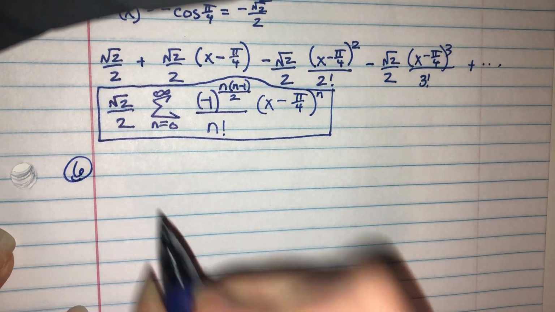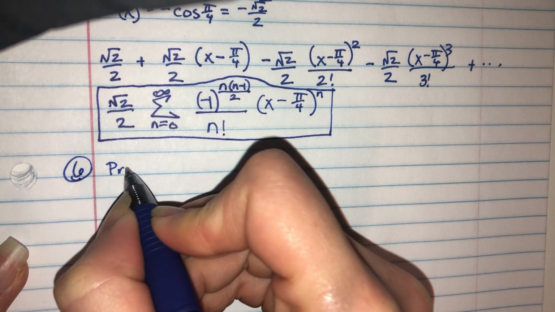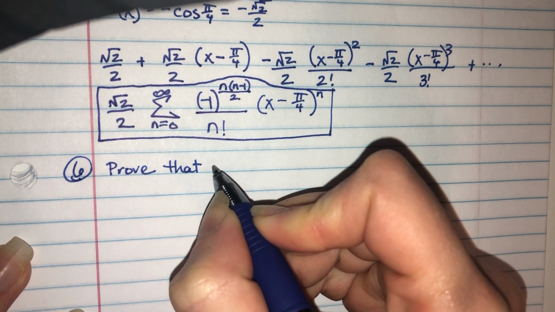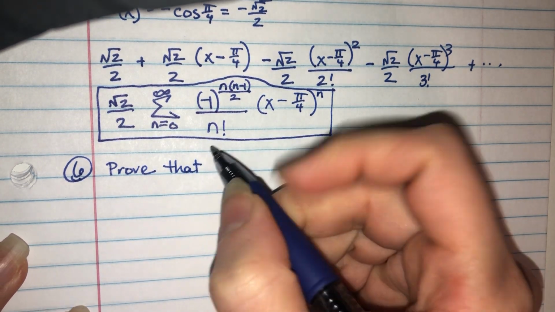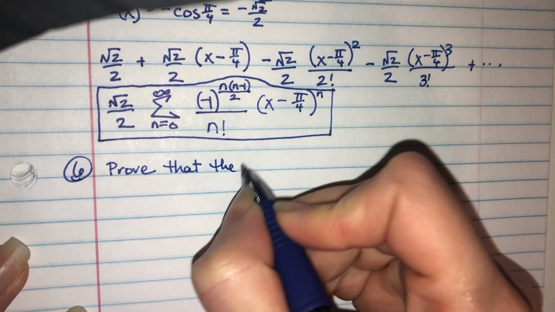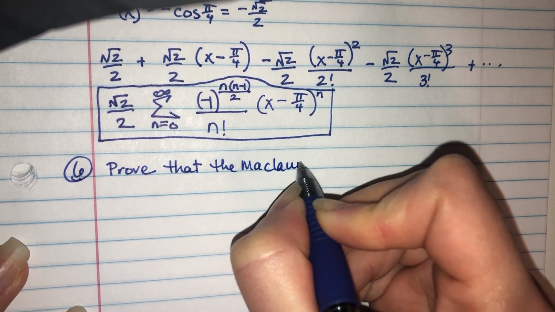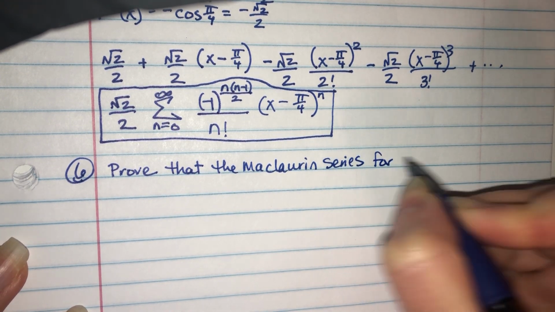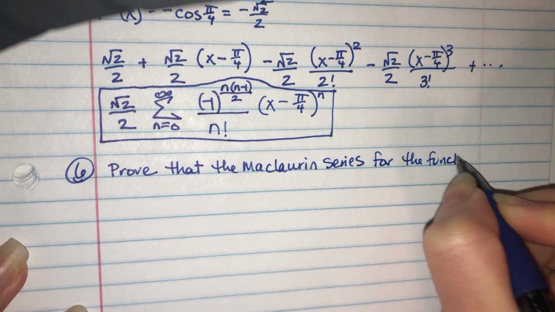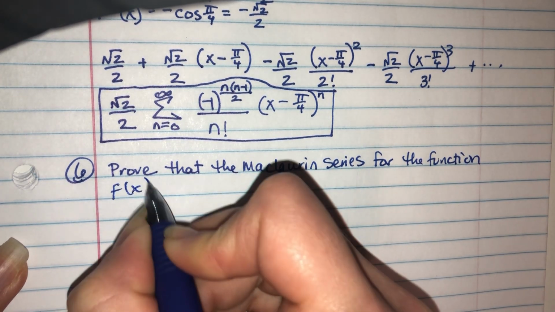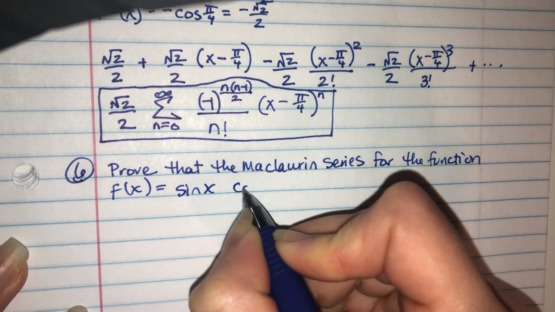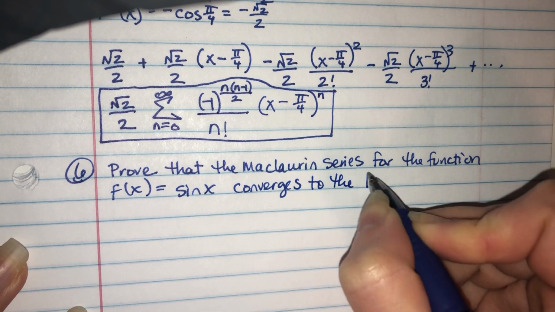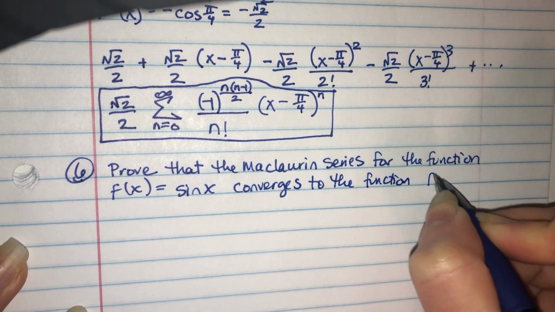Number 6. We're going to do a little proof here. And I'm not going to ask you to do one of these on the test, but I need you to keep thinking about these things. Prove that the Maclaurin series, I am going to do one like this in the homework, for the function f of x equals sine x converges to the function for all x.